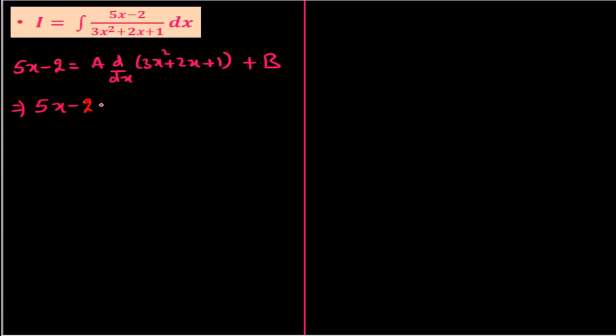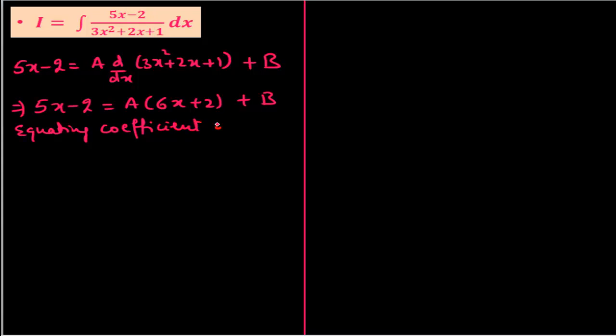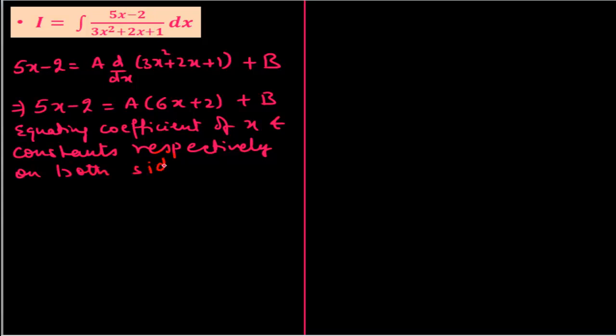So let us simplify it. 5x minus 2 will be a times derivative of this. What is the derivative of this? It will be 6x plus 2 and then plus b. Now let us evaluate for a and b. First we will equate the coefficients of x and the constants respectively on both sides. So let us first compare the coefficient of x. On the right side you will see coefficient of x will be 6a. On the left hand side it is 5. That means a can be written as 5 by 6.